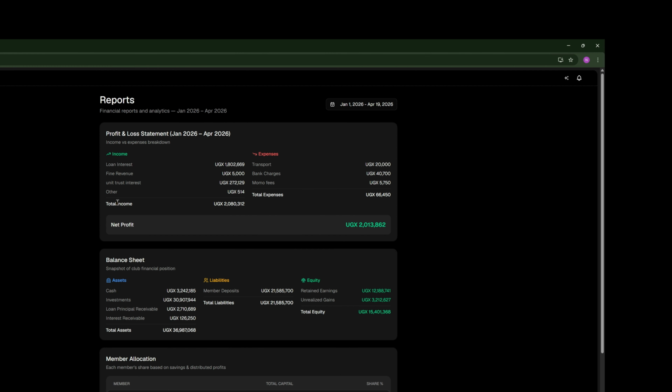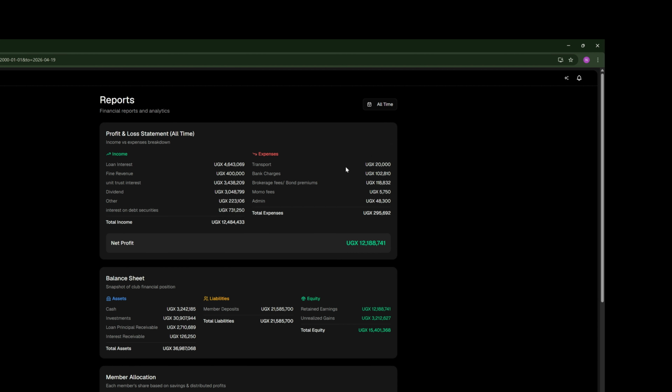So let's move on to the income versus expenses breakdown. Let me generate the report for all time. On the income side, we will have loan interest, which is generated automatically as loans accrue, fines revenue, which is also generated automatically as we log payments, and any other income such as unit trust income, dividends, interest on debt securities, other. If you've got any capital gains from an asset sale, that income will also reflect here automatically.